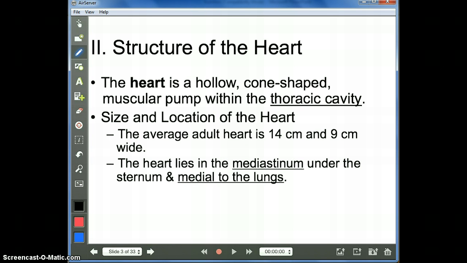All right, now moving our way into the structure of the heart. The heart itself is a hollowed-out organ that is found inside the thoracic cavity. Remember that thoracic cavity being within the chest. The size and location: if you hold up your fist, that fist is about the average size of an adult's heart. Now, it's going to lie in an area behind the sternum. We call that the mediastinum.